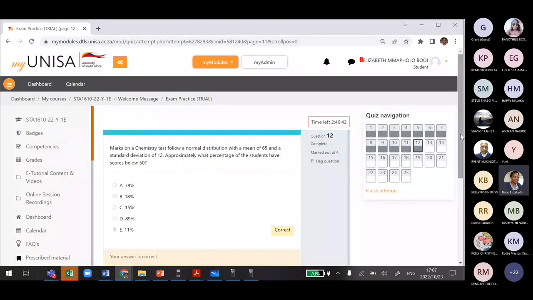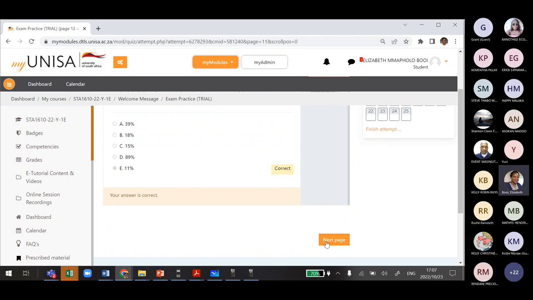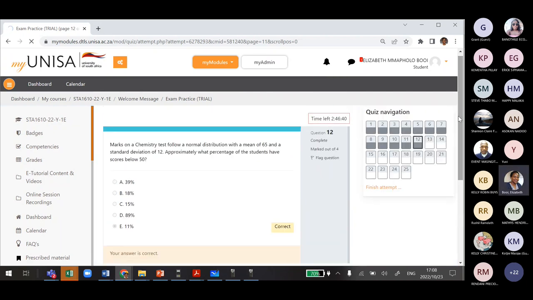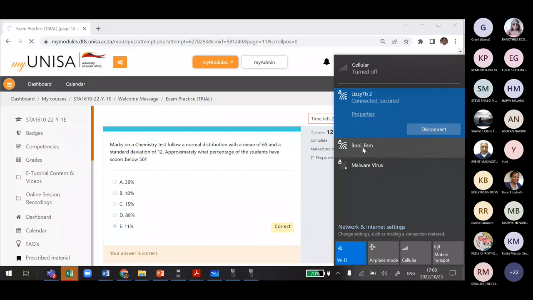Taking forever to respond. Okay. Let's go to 12. It's still connected. Let me swap my connection.